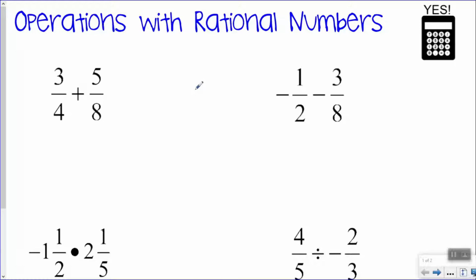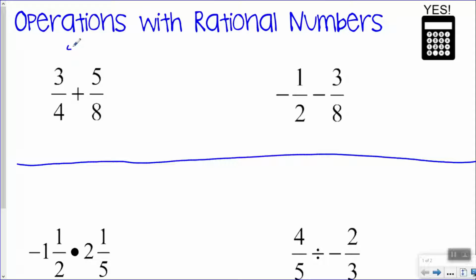Anytime we're going to add or subtract fractions, we need what we call a common denominator. Now the word common means that we're going to have something that's the same, and the word denominator means the bottom part of the fraction. So anytime I want to add or subtract two fractions, I have to look and find a common denominator.